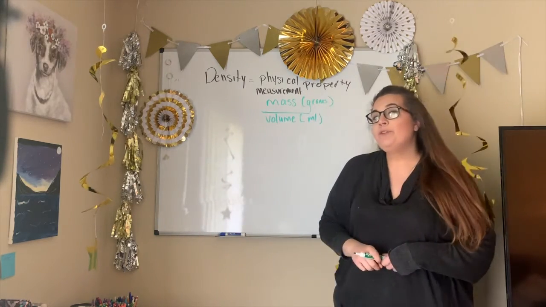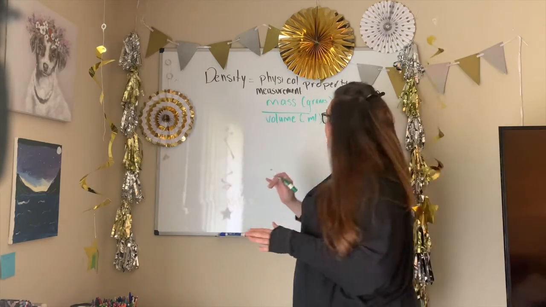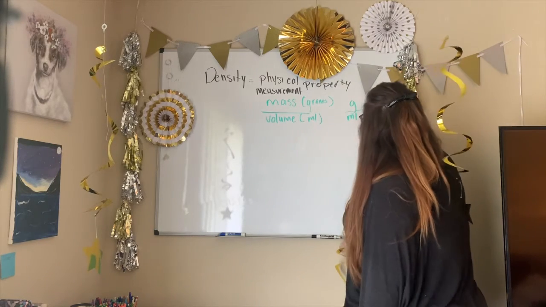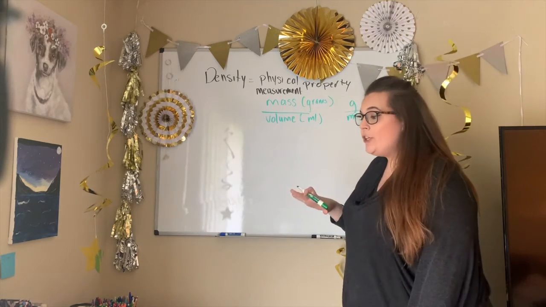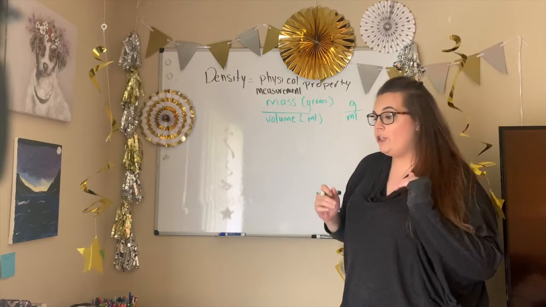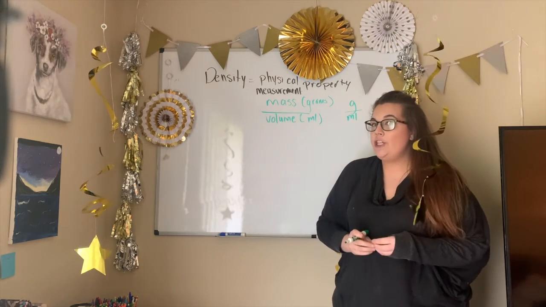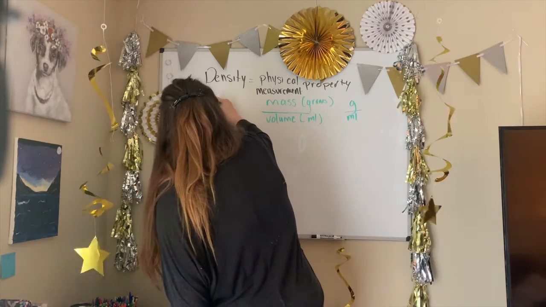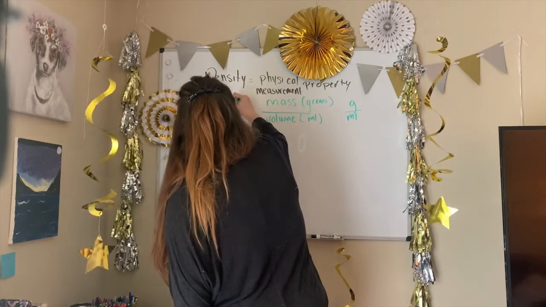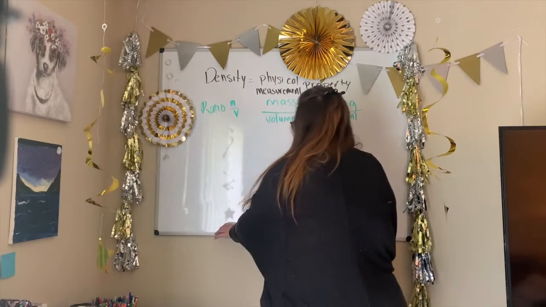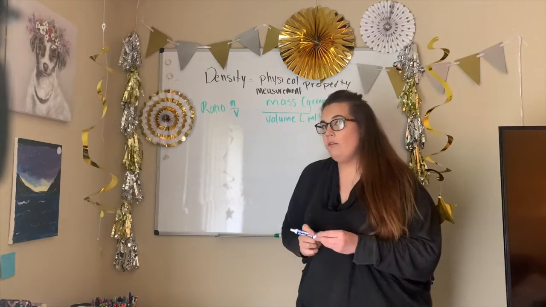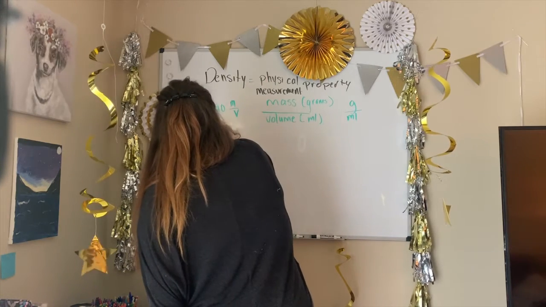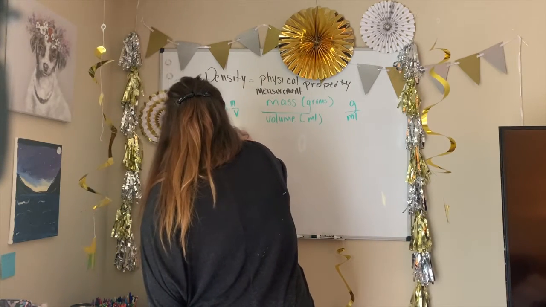Our unit for density is always going to be a unit for mass over volume. So we can do grams over milliliters. We can do grams over centimeters cubed. It's going to be a ratio of mass to volume. So it's important we remember it's a ratio of mass over volume. The equation for density is this: density equals mass over volume.